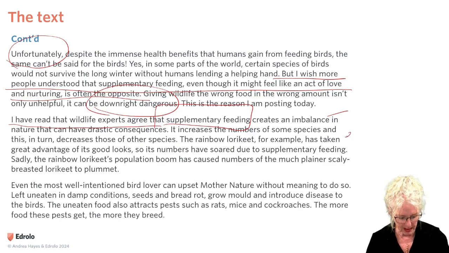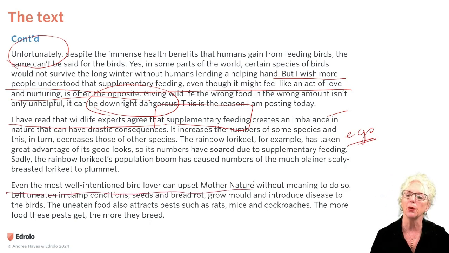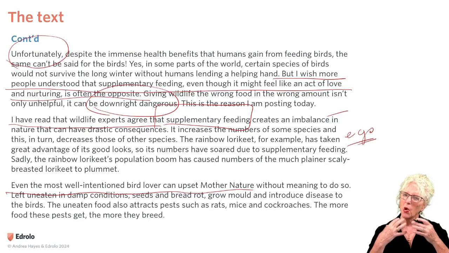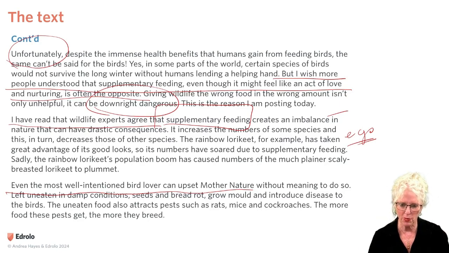Then she uses examples here, and back again, even the most well-intentioned bird lover can upset Mother Nature. And so she's sort of saying, yep, I understand this is what you're doing, but do you know that this is what's going to happen?